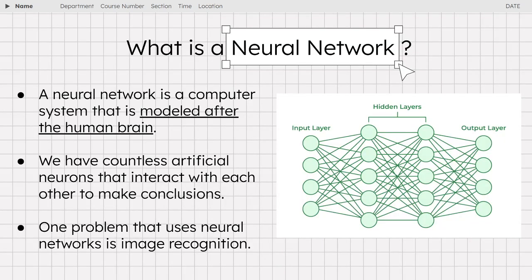What is a neural network? A neural network is a computer system that is modeled after the human brain. What I mean by this is that we have many different artificial neurons that are all interconnected and they work together to think or to form a conclusion. How do we go from the input to the output? One problem that uses neural networks is image recognition.